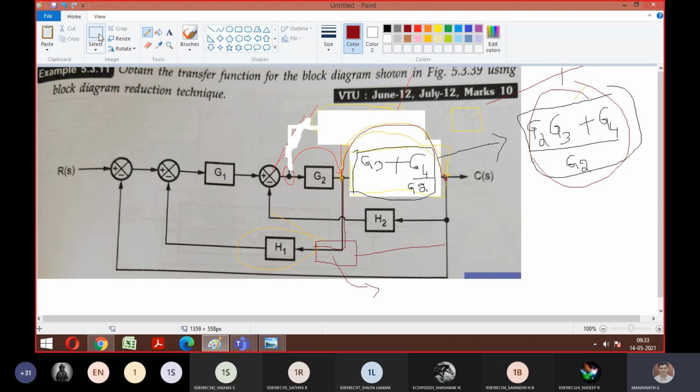So now what happened? This barrier is not there. Let me erase this barrier. I hope everyone is understanding what we are doing. Yes, sir. So this barrier is gone.